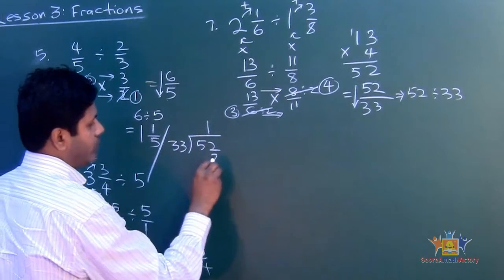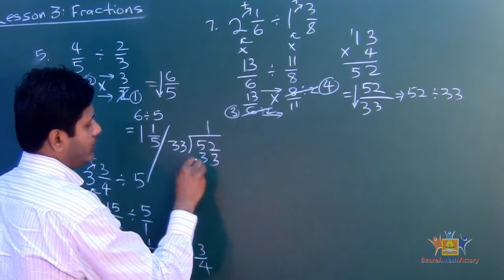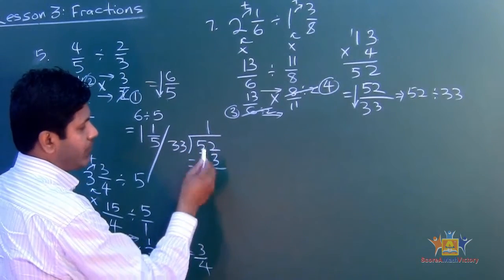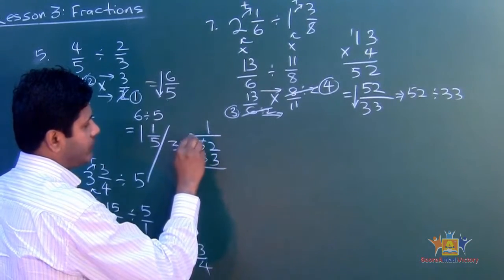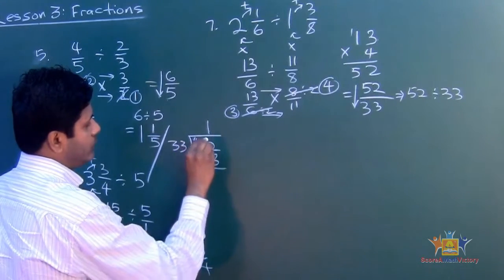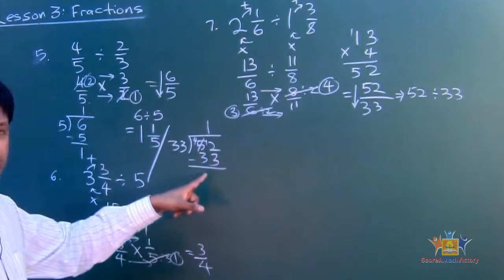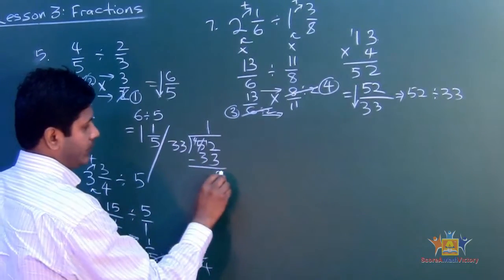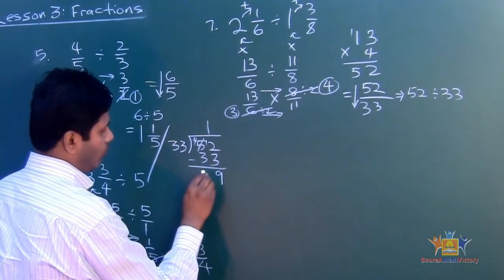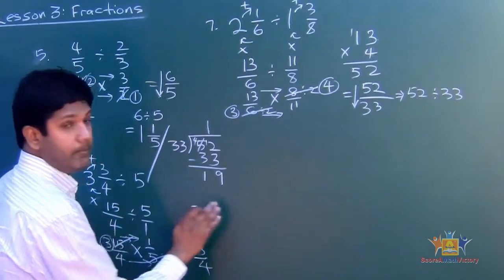1 times 3 is 3. 1 times 3 is 3. So subtract. 2 minus 3, I can borrow from 5. 5 becomes 4 and 2 becomes 12. 12 minus 3 is 9. 4 minus 3 is 1. So 19. It's my balance.